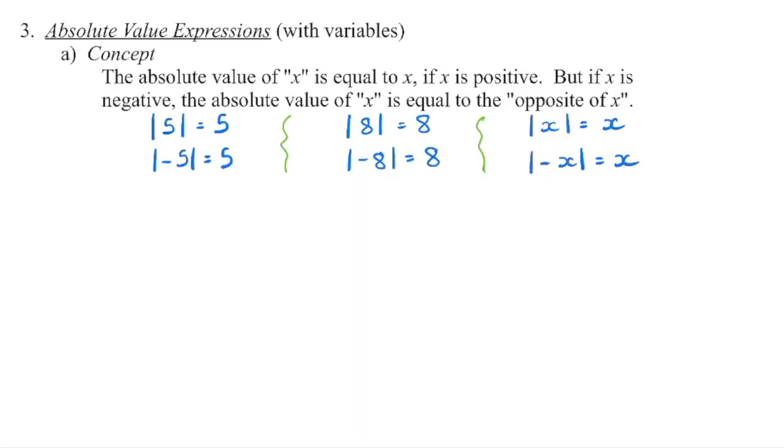We know the absolute value of 5 is 5. The absolute value of negative 5 is 5. The absolute value of 8 is 8. The absolute value of negative 8 is also 8. So we're going to throw some variables in here now.